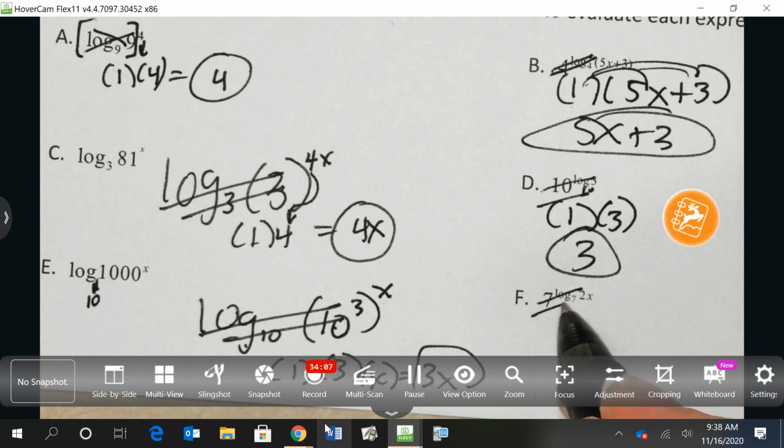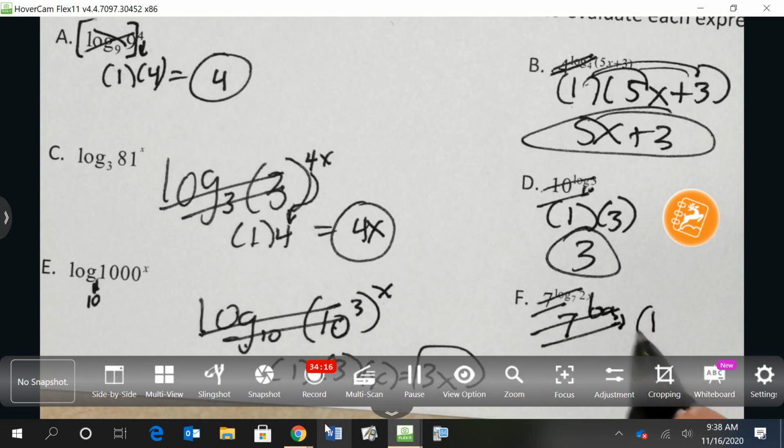Here, they're going to give me a 7 and log base 7. Those are going to eliminate into a 1, or simplify into a 1, and then I get to bring down the 2x, and 1 times 2x is 2x.